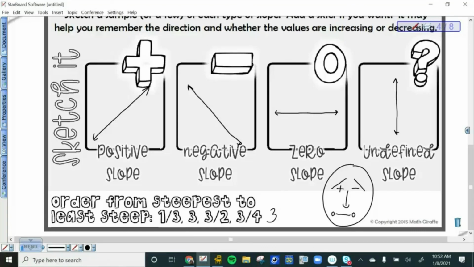What's the next biggest number? 3/2. And then what comes next? 3/4. And then 1/3. Okay.